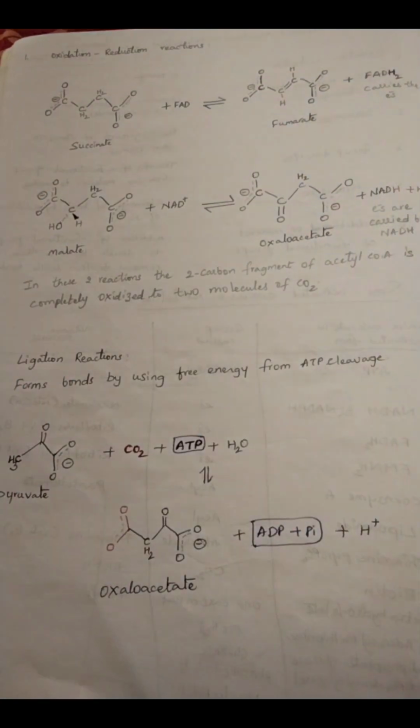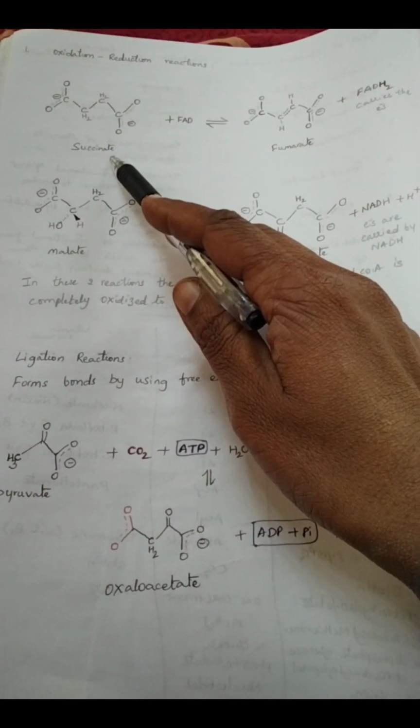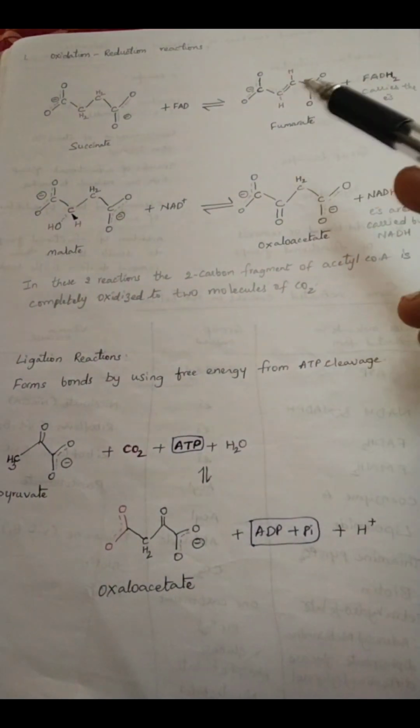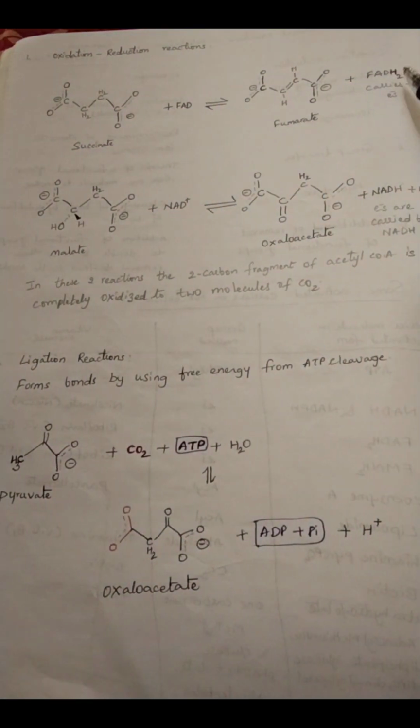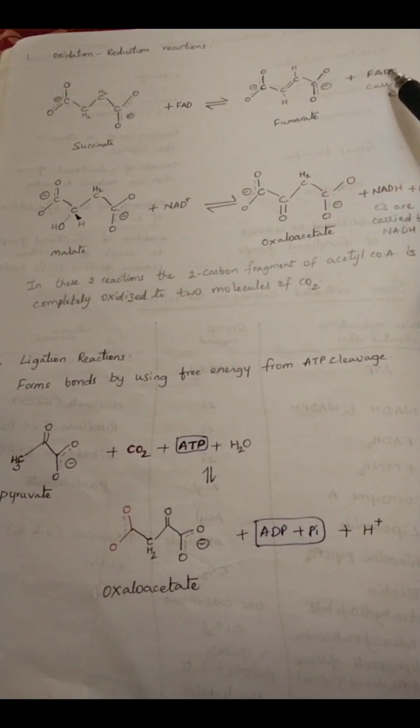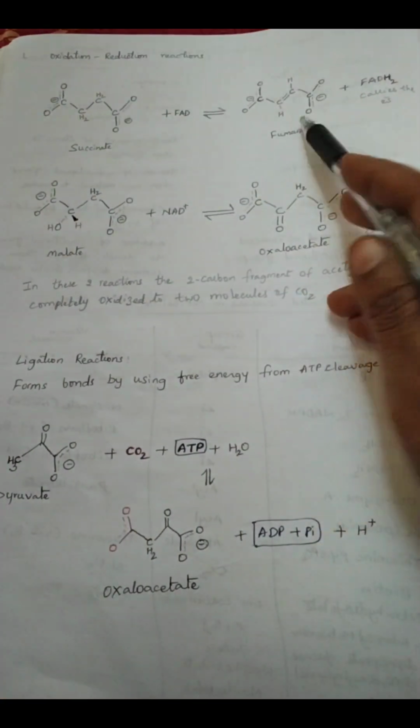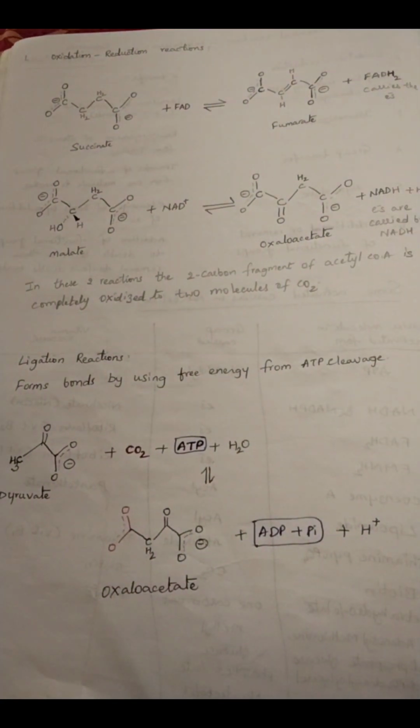Firstly, oxidation reactions such as succinate getting converted to fumarate. Here, both the hydrogens are removed and they are taken by FAD, getting reduced to FADH2, and a double bond is formed between C2 and C3 carbons.